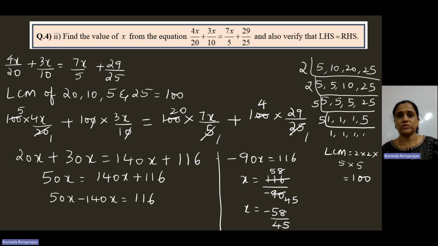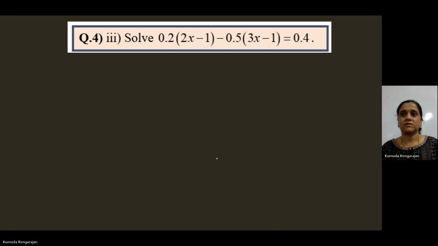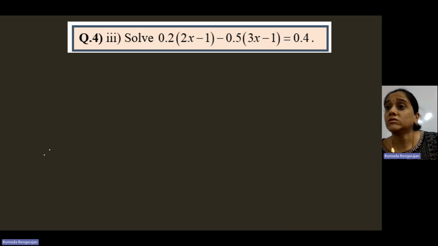Now, if the solution was an integer, we could finish it faster. You understand? Now we'll not spend time on this, so we'll take it up in the next class. We'll solve more.